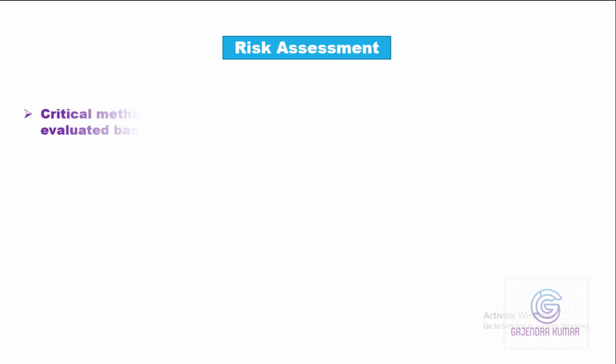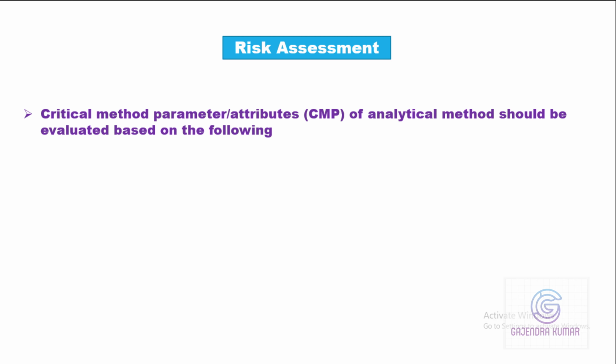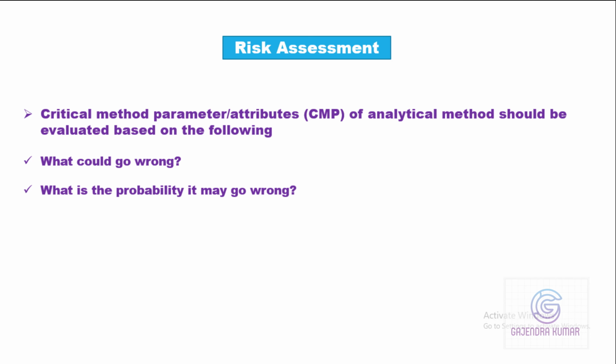Let's start with the risk assessment. Risk assessment of an analytical method should be done based on the following three principles. One is, what could go wrong with my method? What is the probability it may go wrong? And what are the severities? Based on these three principles, you need to identify the risk associated with the analytical method.